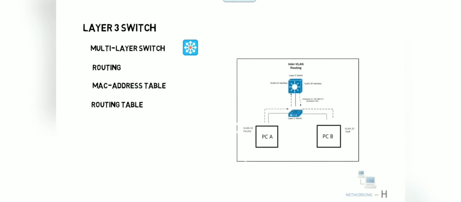A layer 3 switch or a multilayer switch can do all the jobs that a layer 2 switch does. Additionally, it can do static routing and dynamic routing. That means a layer 3 switch has both a MAC address table and an IP routing table. And it handles intra-VLAN communication and packet routing between different VLANs as well.